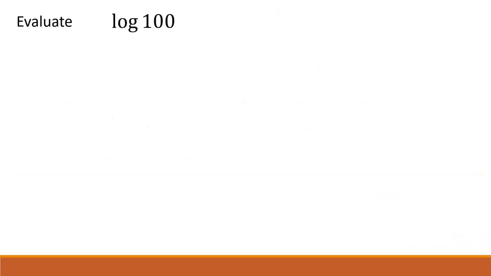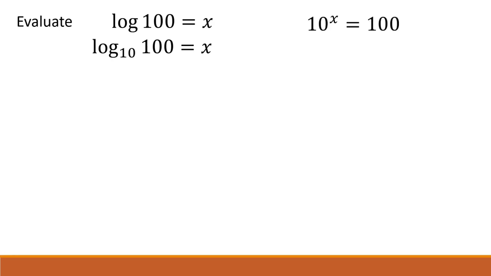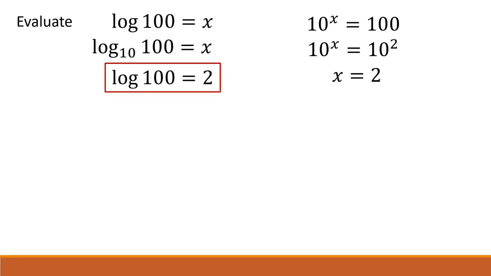Now let's find the value of the log expression log of 100. We don't know what that value is, so we'll call it x. And it's going to be helpful to remember that a log is a log with a base of 10. Now let's rewrite this as an exponential equation. 10 raised to the x power equals 100. We'll rewrite the 100 as 10 to the second power so that we have equal bases on both sides. And since the bases are equal, we know that the exponents have to be equal. So x equals 2, which tells us that the log of 100 equals 2.